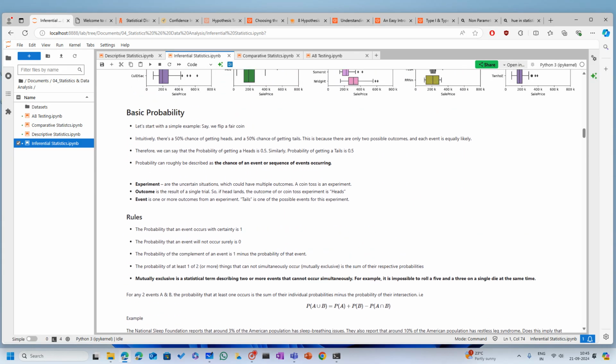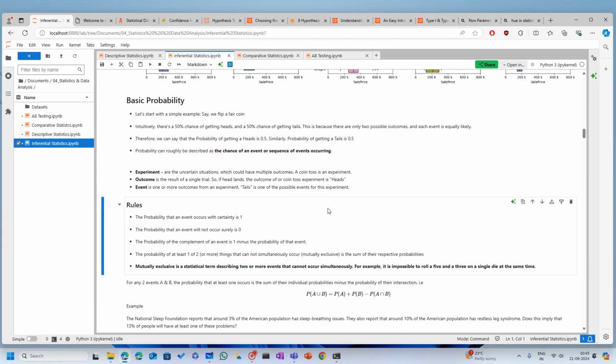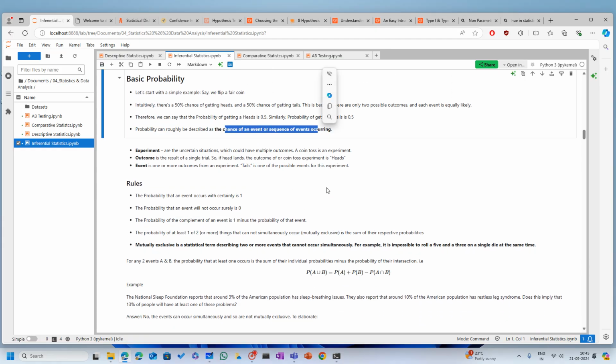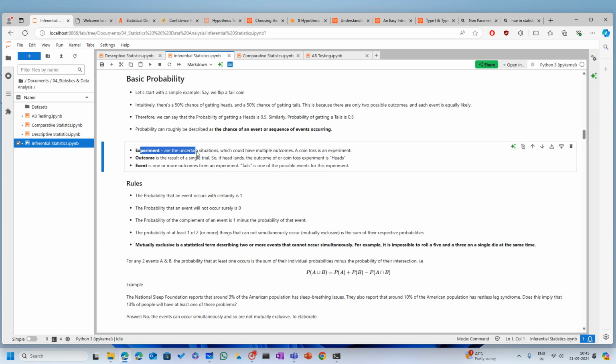Okay, next let's look at basic probability very quickly. Probability is nothing but the chance of occurrence of an event, that is, the likelihood of occurrence of an event is what probability talks about. In probability we talked about experiment, which means the entire trial, basically. Tossing a coin, for example, is an experiment.